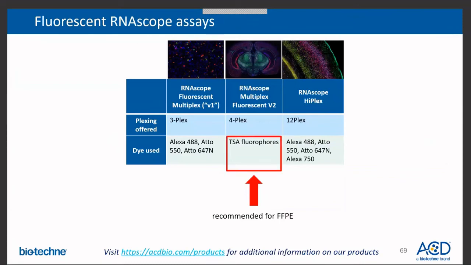However, we have a chemistry, a fluorescent RNAscope multiplexable chemistry called the V2 chemistry that actually uses pyramide signal amplification fluorophores. And with this additional level of signal amplification, you actually combat the autofluorescence in FFPE samples, and you can use this chemistry to look for gene expression in FFPE samples without too much of a problem.